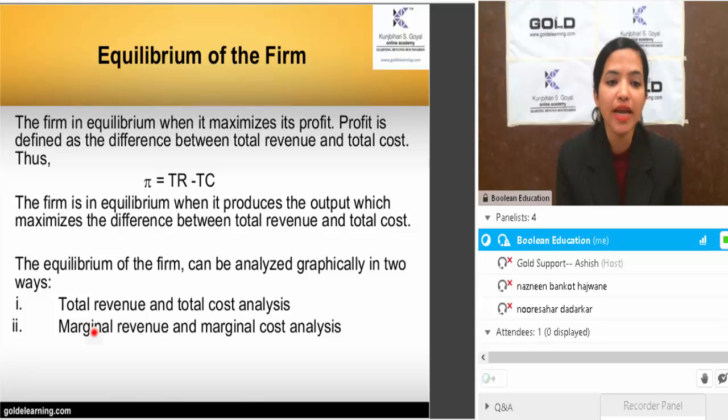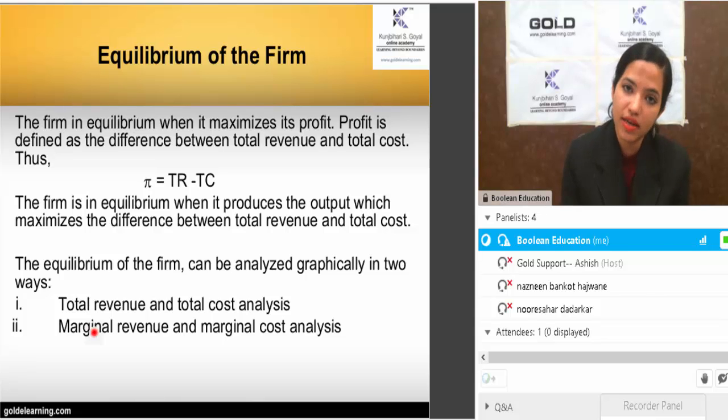Profit is defined as difference between total revenue and total cost. Simple thing here, profit will be the difference between total revenue and total cost. Total revenue, that is the amount you earn after selling, and total cost is the cost of production. And remember, again and again I'm stressing, this cost of production will include normal profit of the entrepreneur. Yeah, or you can also call it as his opportunity cost.